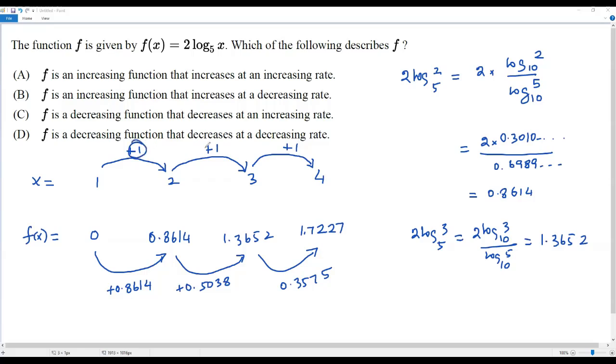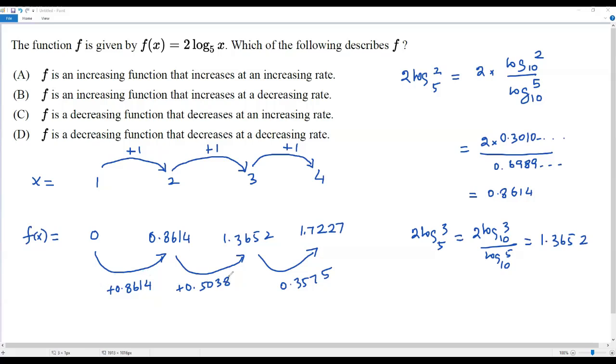Okay, so now let's look at the change. When x increases at a constant rate, that is by 1 unit every time, f of x also increases, that is from 0 to 0.8614, from 0.8614 to 1.3652, from 1.3652 to 1.7227. That is clearly f of x increases. But how does it increase? Look at here. When x increases from 1 to 2, f of x increases by 0.8614. This is the first increase.